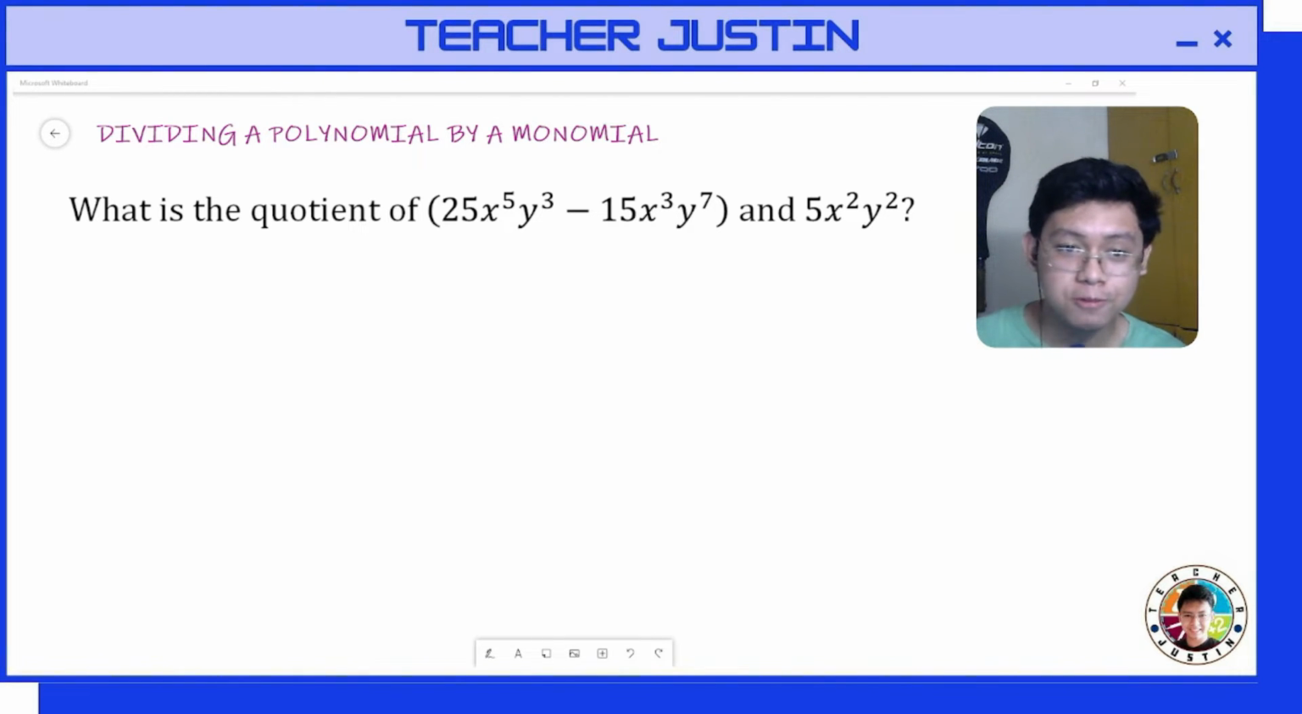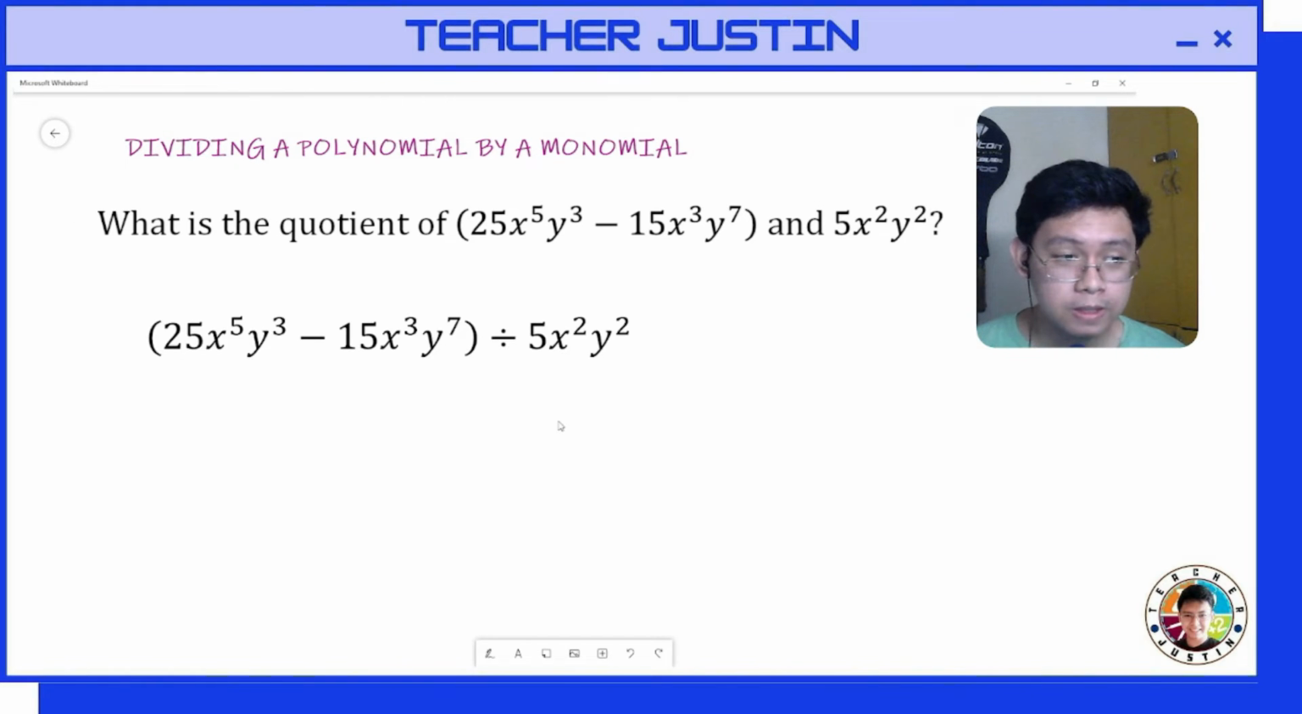Our first step in answering this question is to translate this into an algebraic expression. Since we use the word quotient, we will use division as our operation, dividing our polynomial by our monomial. So it will be translated as 25x raised to 5 y raised to 3 minus 15x raised to 3 y raised to 7 divided by 5x raised to 2 y raised to 2. This is our algebraic expression.